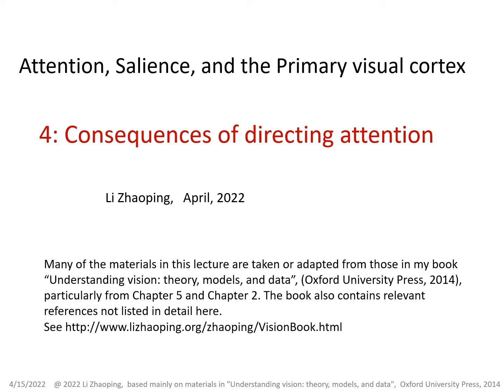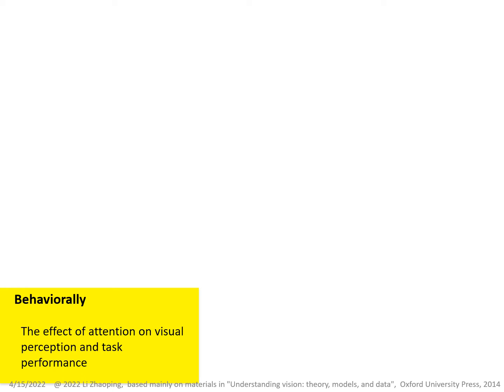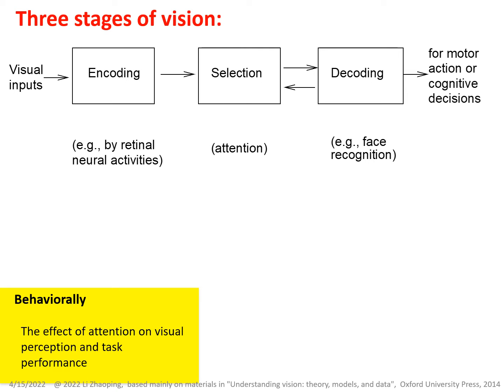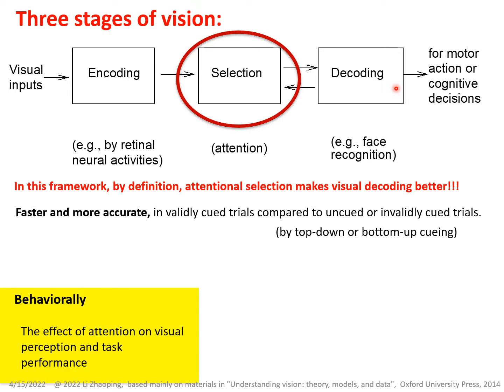Consequences of directing attention. Now let's look at the effects of attention on visual behavior and neural responses. Since attentional selection is before the visual decoding or seeing stage, by definition, attentional selection makes visual decoding better. That means it makes visual performance better, and this better performance means faster and more accurate performance.